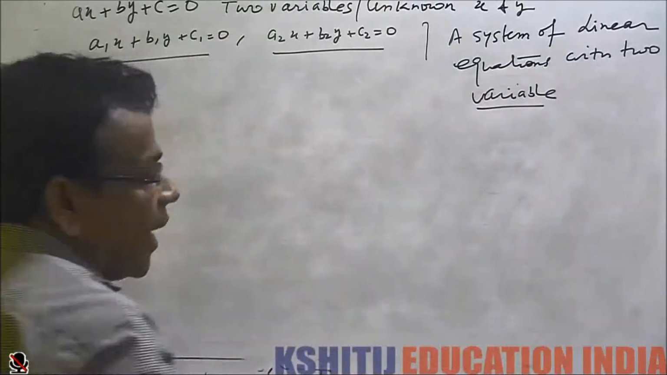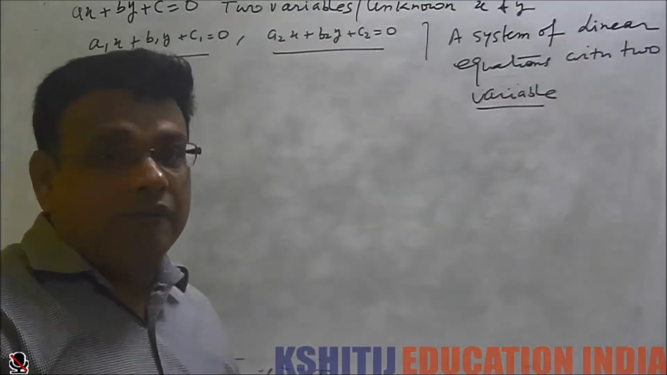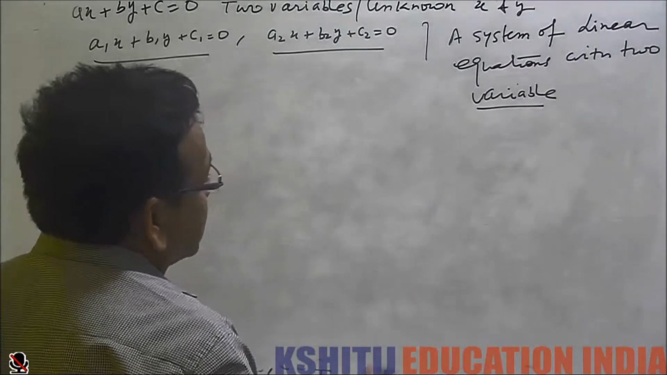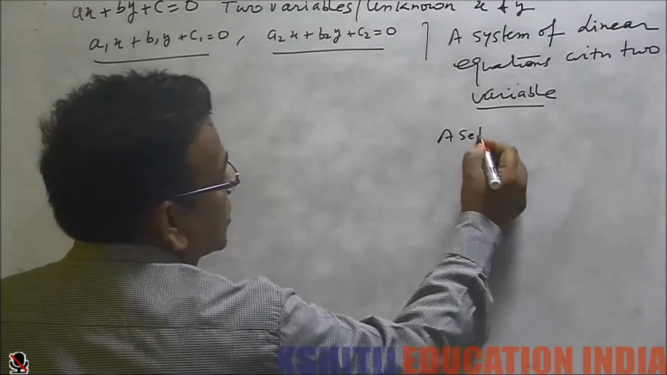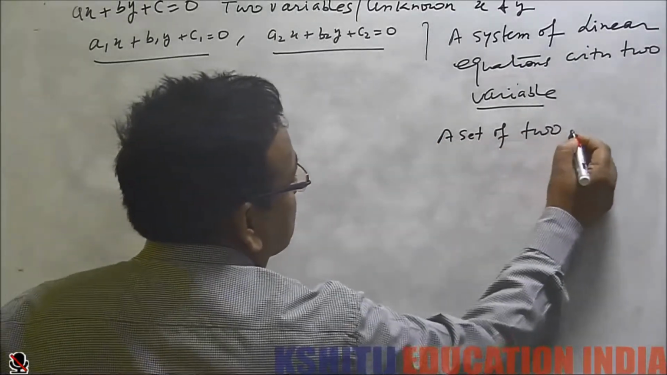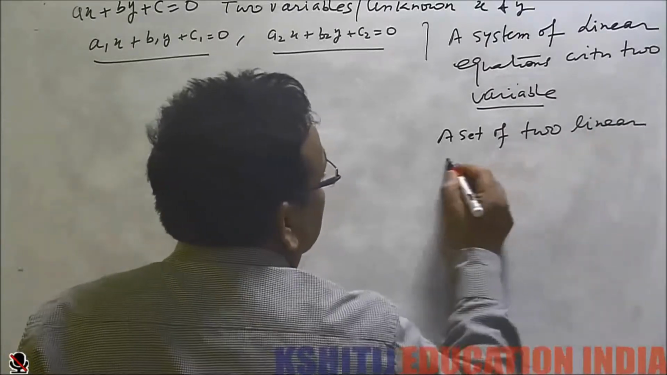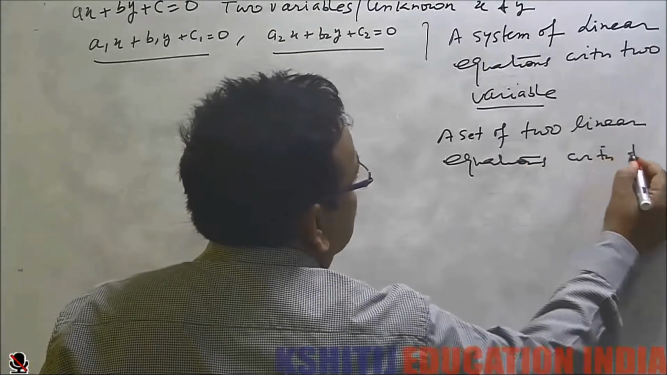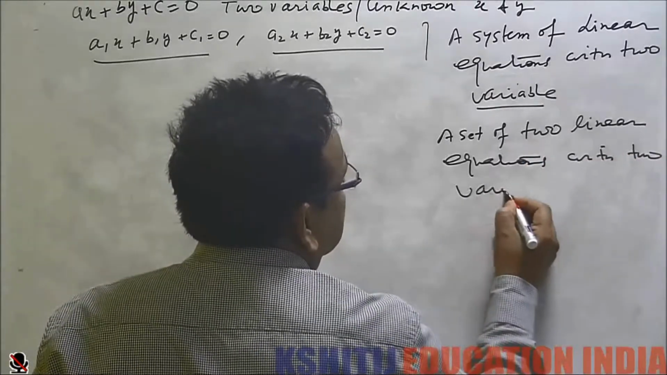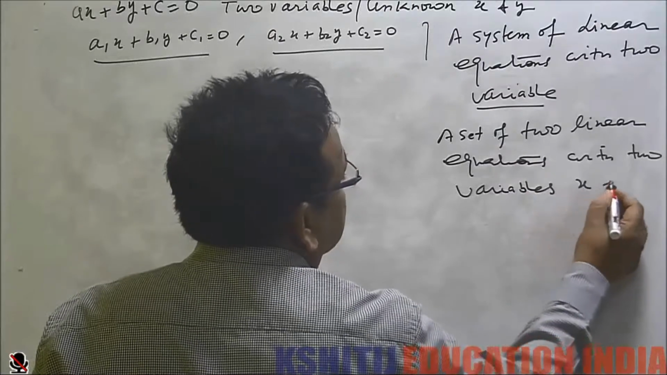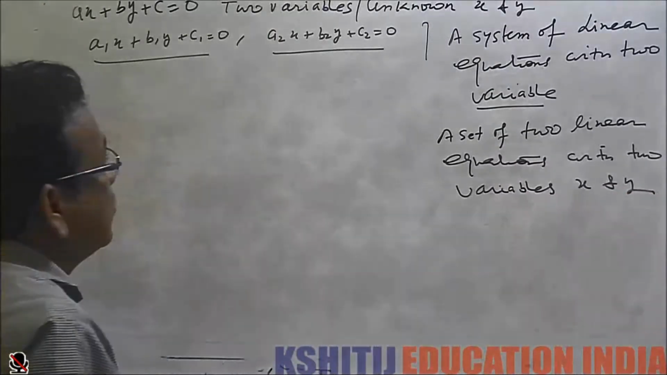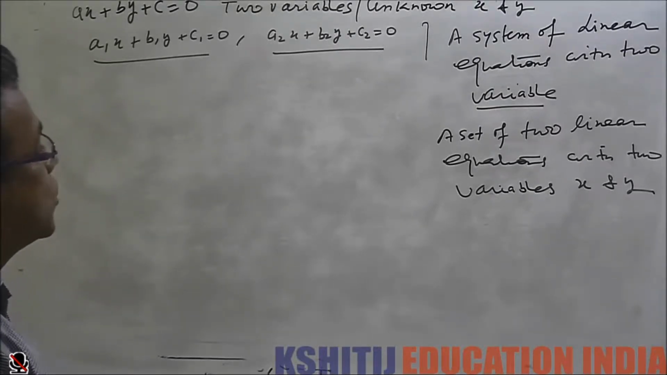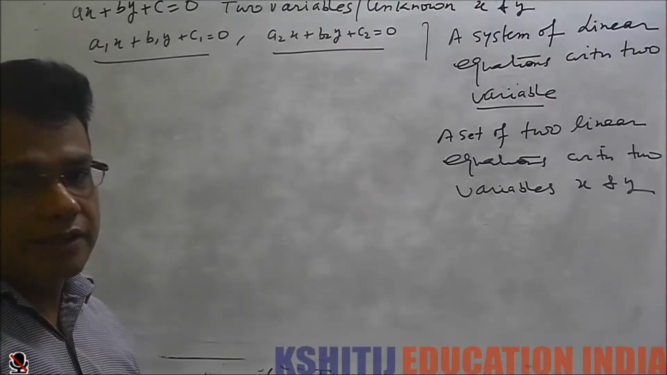So this system may or may not have a solution. That we will discuss later on. So a set of two linear equations with two variables x and y. Fine. So with these two equations, we can find out the value of x and y. That's the solution.